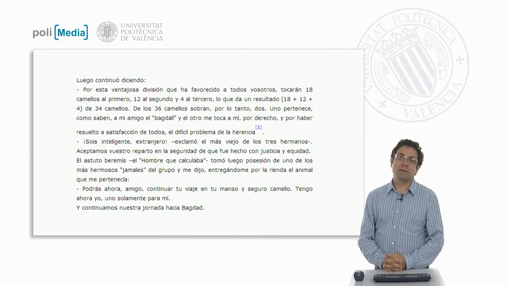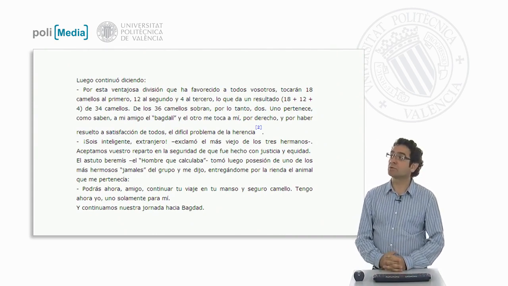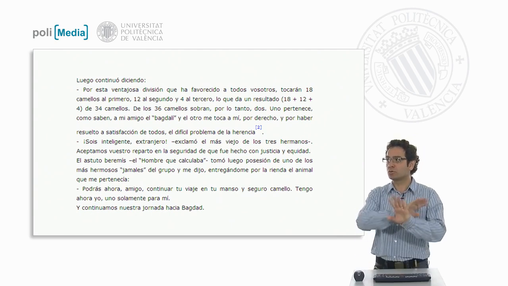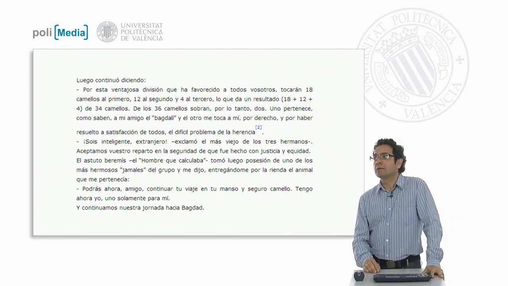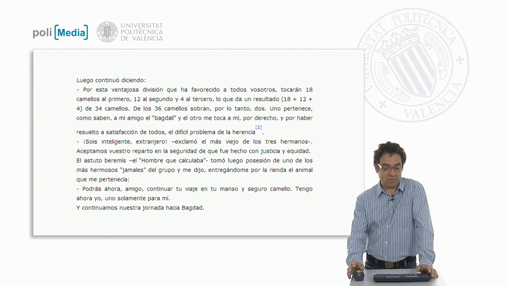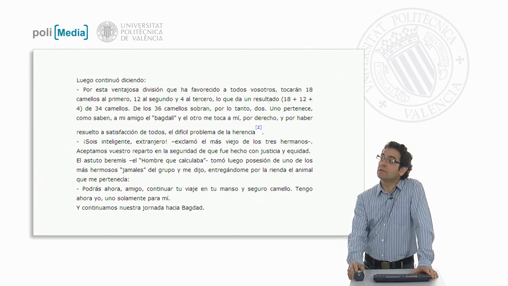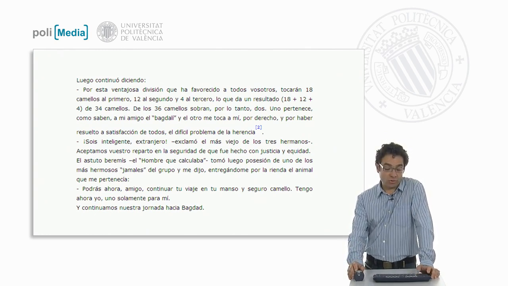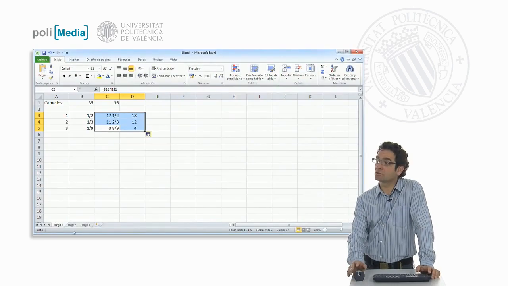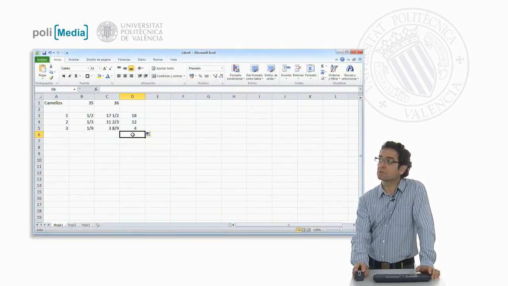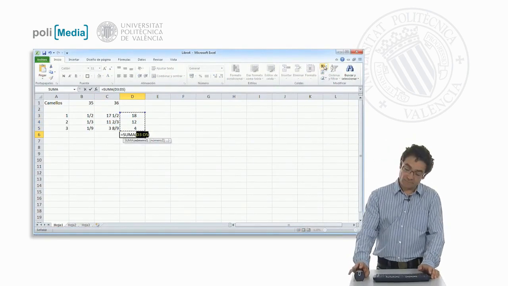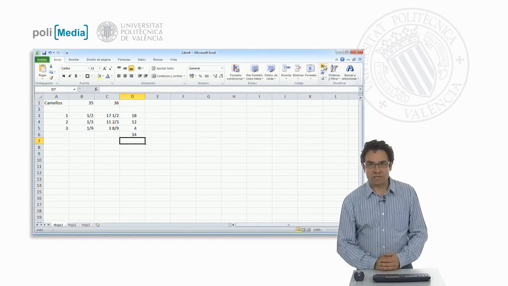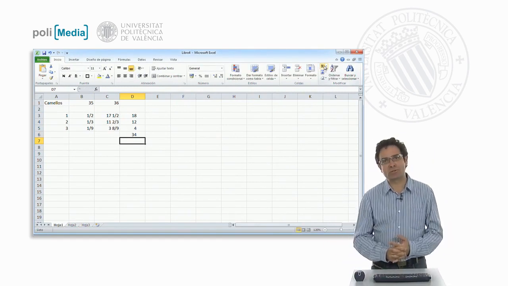Well, logically, the story ends right away, when the main character tells his companion that for this advantageous division, which has favored all of you, it will be 18, 12 and 4, which is what we have calculated in our Excel. And out of the 36 camels, we see that there are 2 left. That is, if we make a sum here, we have spent only 34 camels, which are the ones that have helped this person, and there are 2 left.